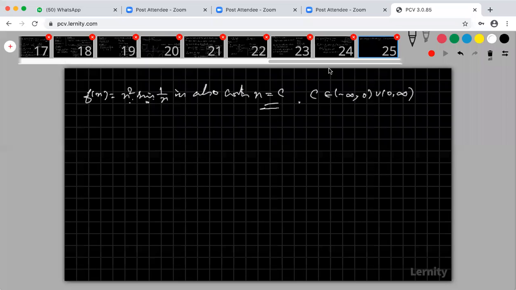Why except 0? Because at x is equal to 0, I am getting a different f of x. But here you can take any point c in this interval. Your left hand limit and right hand limit both have the same f of x, x square sine of 1 by x. So therefore the function is continuous at all the points.